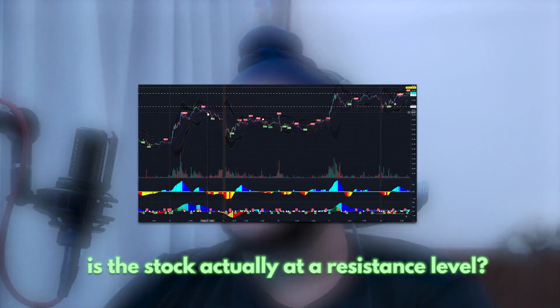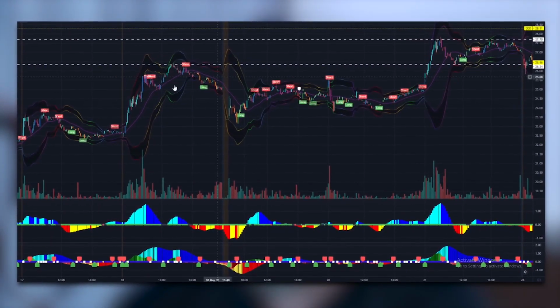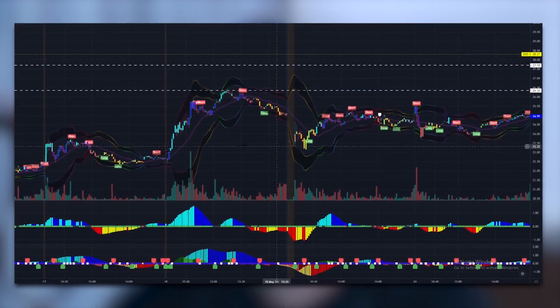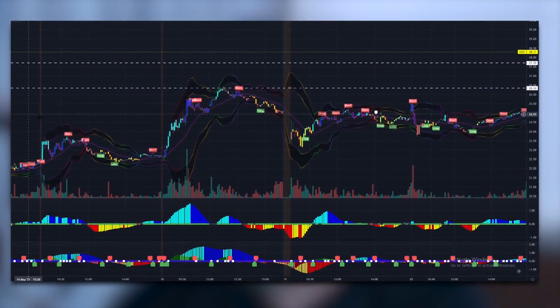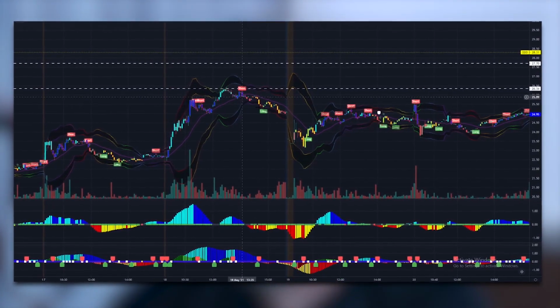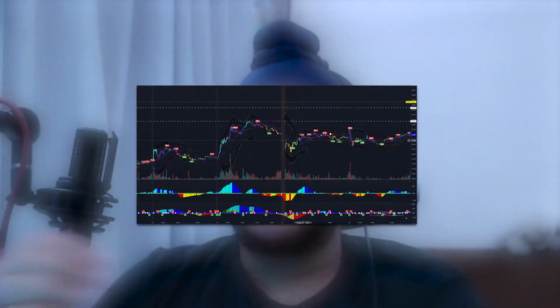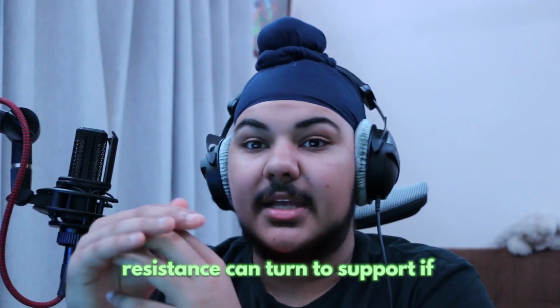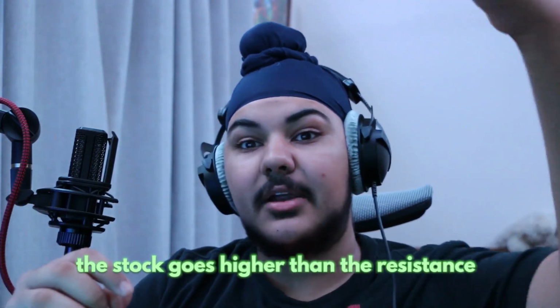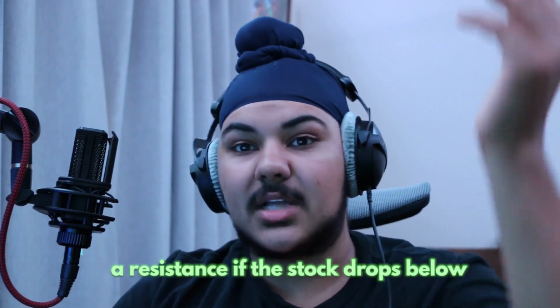So right here, right off the bat, this was today's resistance that I was looking at, guys. The stock actually ran at a resistance level, I'll show you guys a resistance point right here, so you can see the stock ran all the way up to this 26.34 area and rejected, right? But you're gonna be like, Shinobi, you were just saying that was support. Well, guys, resistance can turn to support if the stock goes higher than the resistance, and support can turn to a resistance if the stock drops below.